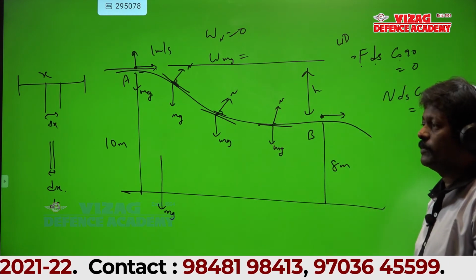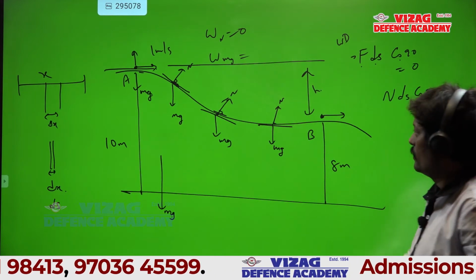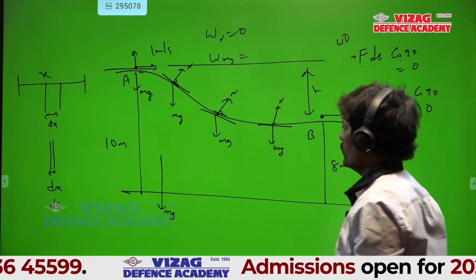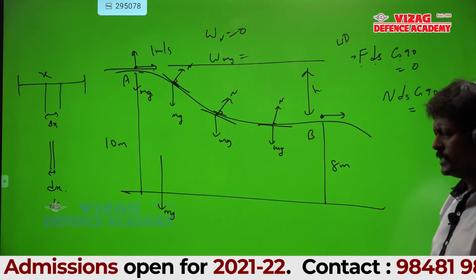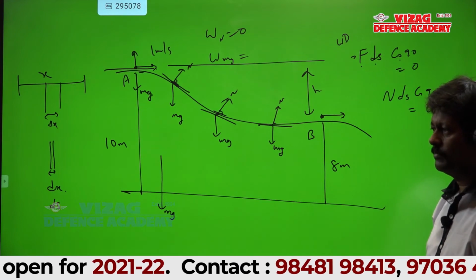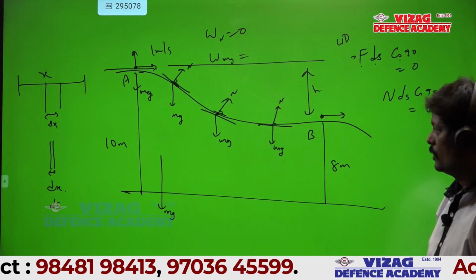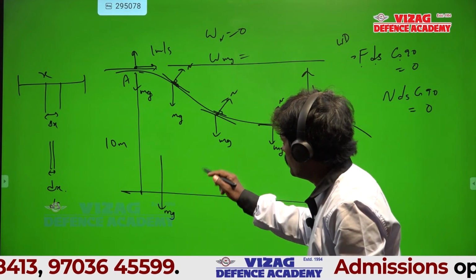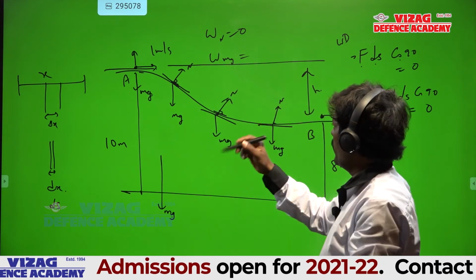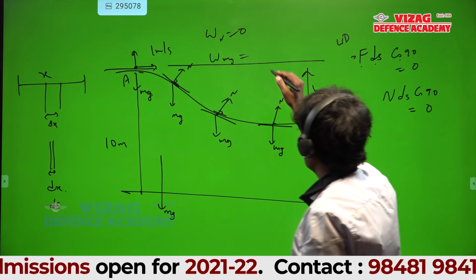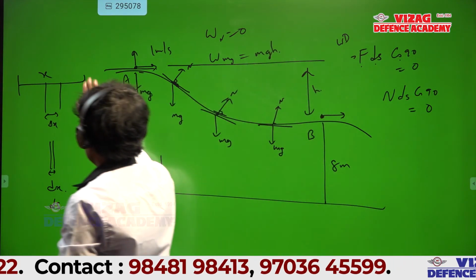So what is the work done by weight of the body? Mass is m, I will tell you that. Mass is m. I am not giving the mass value. What is the work done by mg? mg is down, h is down, mg h into cos 0, how much? So what do you have here?